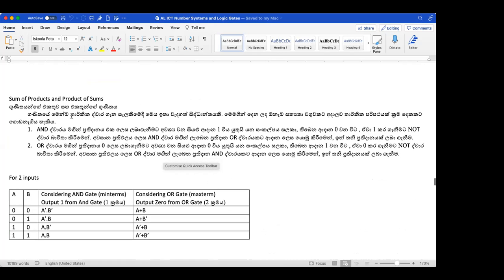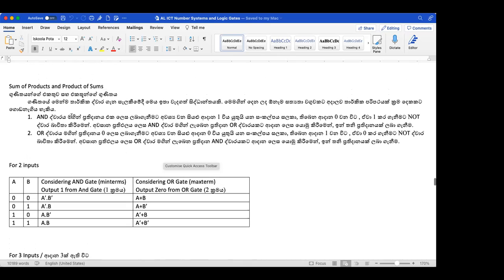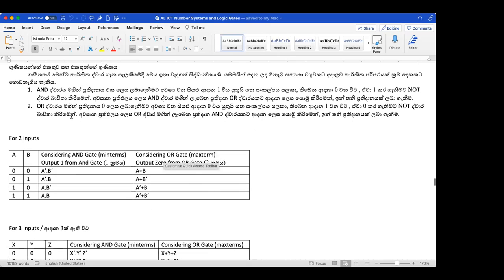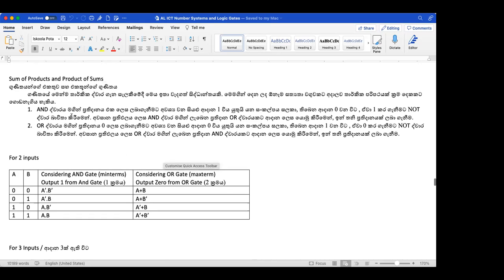Okay. Then today what we have to learn is about the sum of products and product of sums. Can you please write down the heading? The heading is sum of products and product of sums. I'll explain that. First of all, please write down the heading.